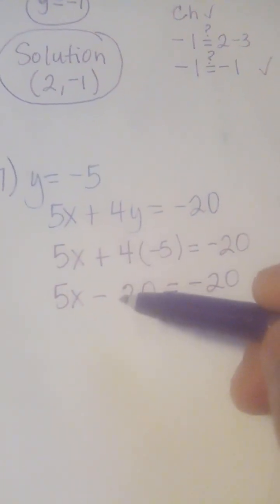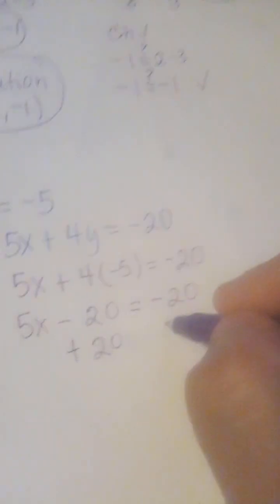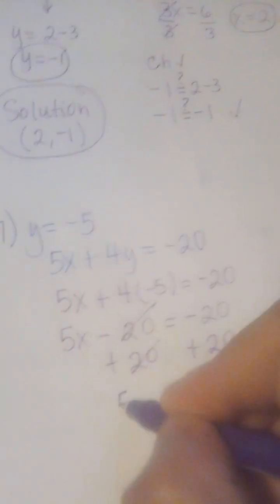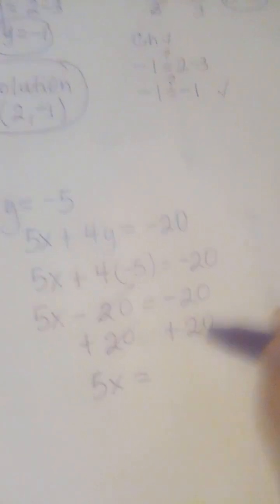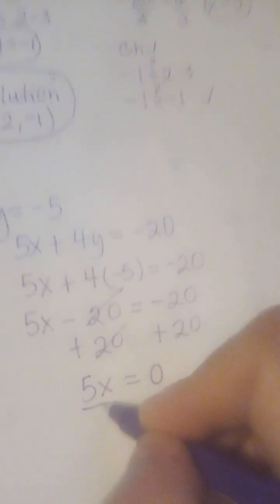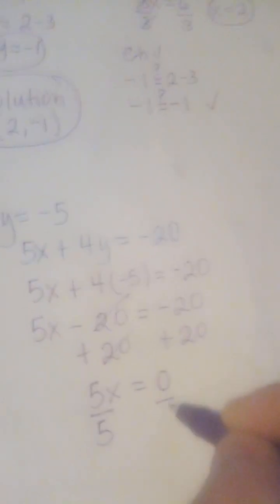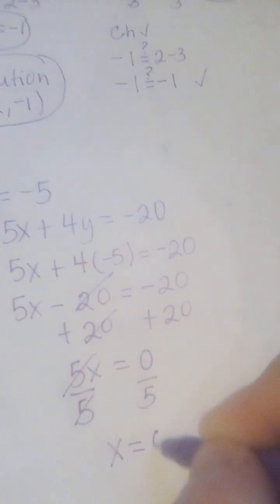Then what we can do is we have to move this from one side to the other. So we can add 20 to both sides of the equation. This will simply go out, bring down 5x. Negative 20 plus 20 gives us 0. Can we divide 0 by 5? Yes. And we divide both sides by 5. Cancel out the 5s on the x part. Then we have 0 divided by 5 that gives us 0.